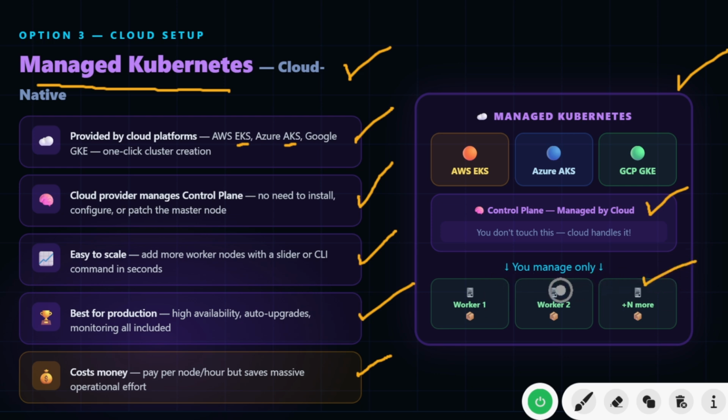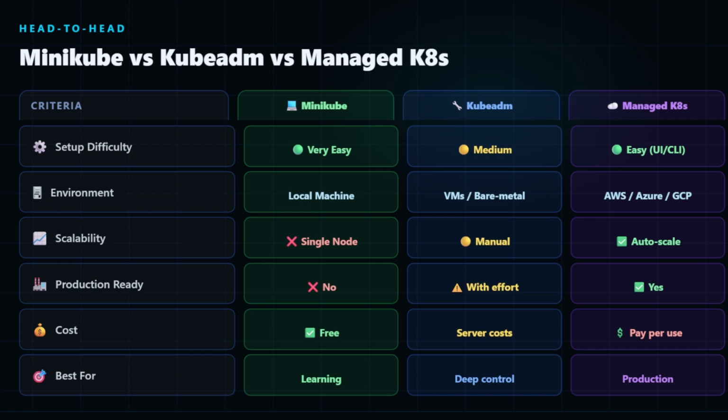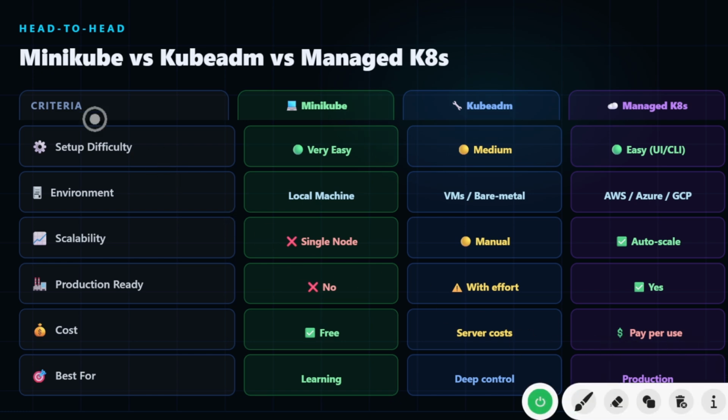So let's say you want to spin up the worker nodes. You need to use a CLI or UI option to spin up. That's it. Especially the scaling, everything will be there. We will be discussing more points. Now let us see a head-to-head comparison of Minikube, Kubeadm, and Managed Kubernetes. Here there are certain criteria or evaluation points where I have compared Minikube, Kubeadm, and Managed Kubernetes. These are in the same sequence we just covered in the previous slides.